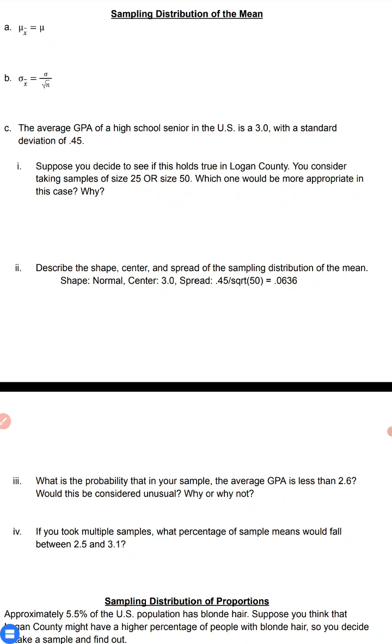Okay, so when we do the spread of a sampling distribution, because we are looking at groups and not individuals, our standard deviation is going to shrink a little bit. So the formula for our standard deviation is going to be 0.45, which was the standard deviation of the population, over the square root of 50, and that gives us 0.0636. Okay, as our standard deviation for our sample.